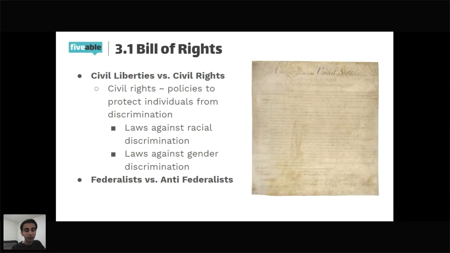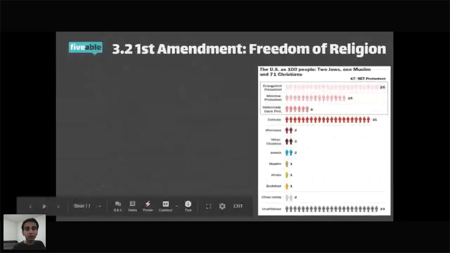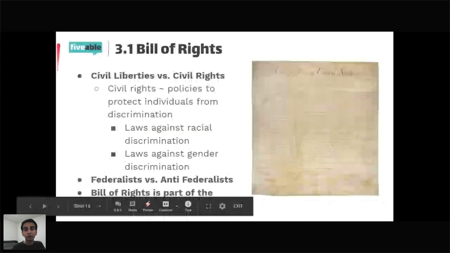So again, the Bill of Rights was designed to protect these liberties, and then civil rights fall under that as you go along, I guess. And the other thing, so I accidentally moved on, but the Bill of Rights is a part of the Constitution.